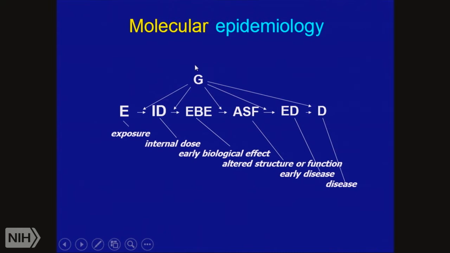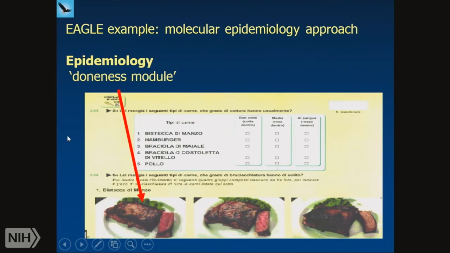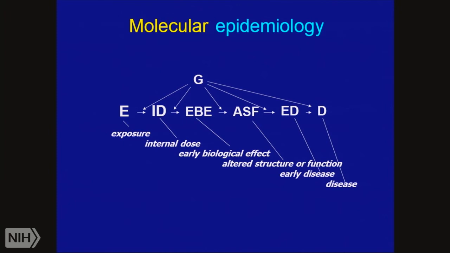Molecular epidemiology, though, includes an assessment of genes, uses biomarkers to assess internal dose, early biological effect, intermediate markers that assess altered structure or function, and maybe tries to get early disease, and takes all of these markers into account. So this is the idea of molecular epidemiology, which emerged about two decades ago.